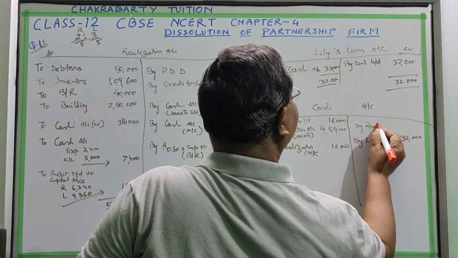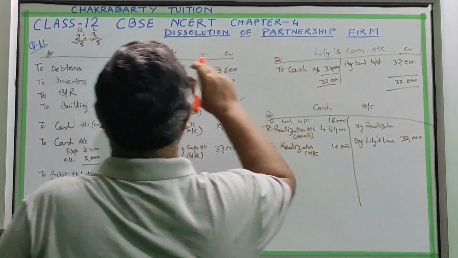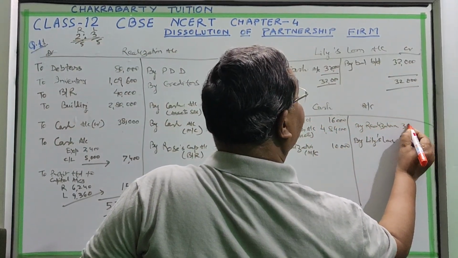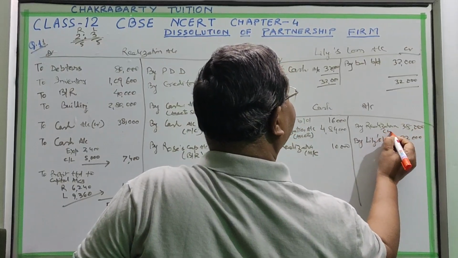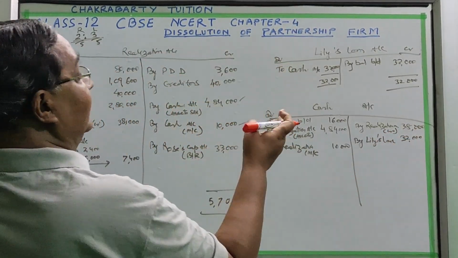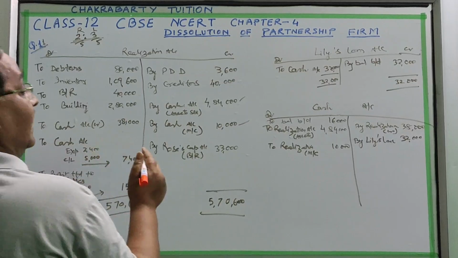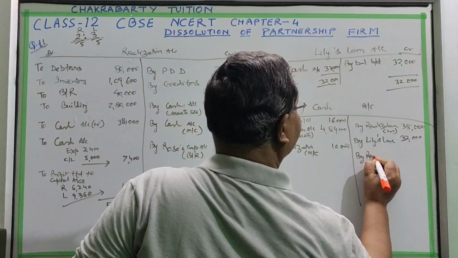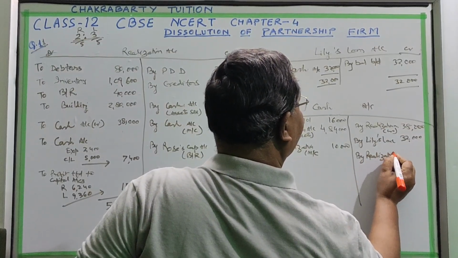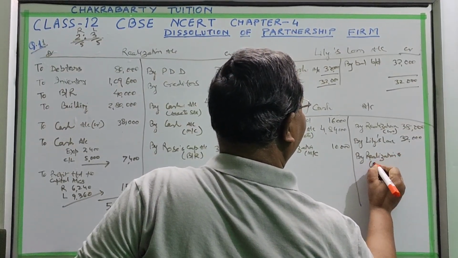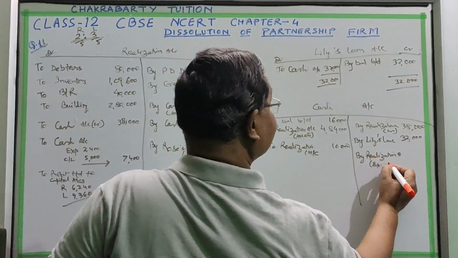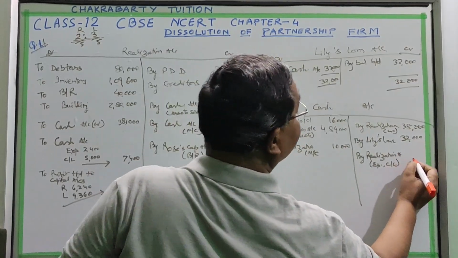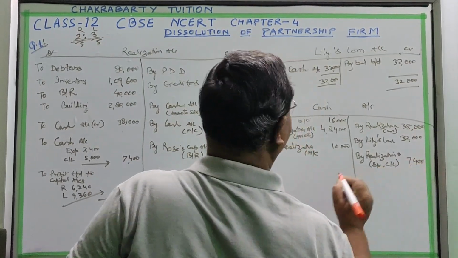So by realization account, we will write by realization, because here it is a realization account. 38,000, in bracket you write creditors, so that you can understand what for these entries are there. That cash account again here. So we will write again by realization account, expenses, contingent liability expenses, 7,400 we will write.